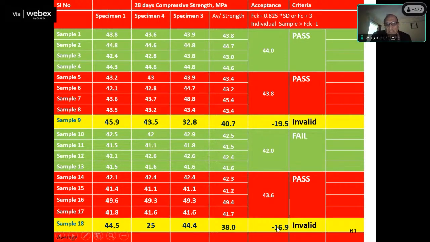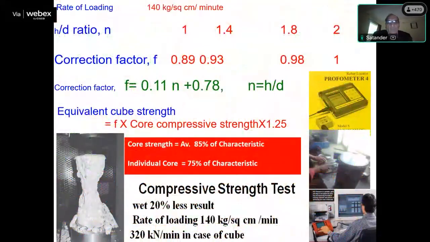Variation is more than 50. And the individual value also, if you can see here, if it is 39, it is also failing as per MORT specification. One value can be FCK minus, that is also very less. So this is how to pass or fail. Suppose your cube fails, what will you do? Then we will cut the core.